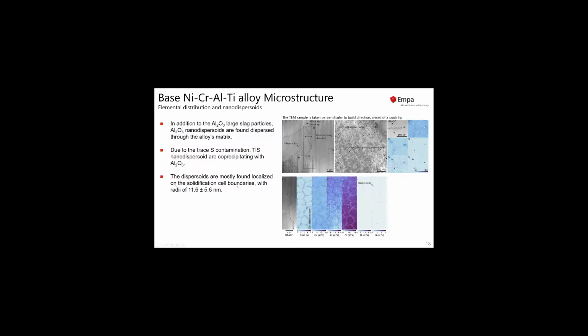These dispersoids are mostly found localized on the solidification cell boundaries, as we can see here, and they have radii of slightly more than 10 nanometers. And we could not find any pronounced elemental segregation on the cracked boundaries, which also is indicative that we do not have any solidification cracking because of the formation of low melting phases along the grain boundaries.